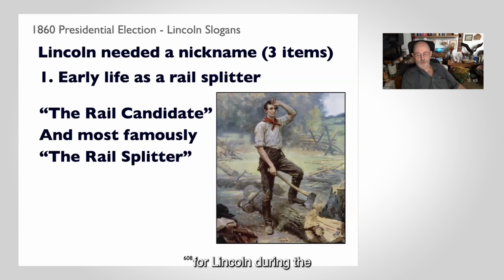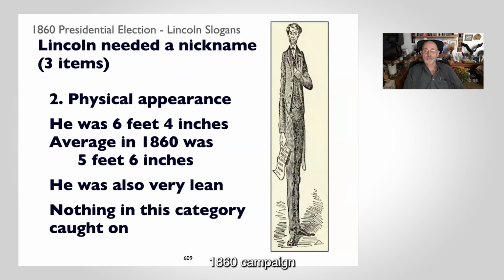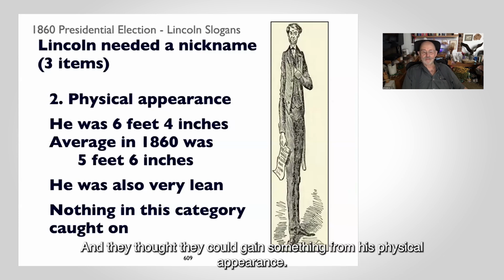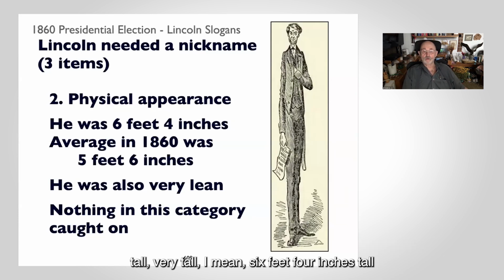Second item was you need a nickname, and they thought they could gain something from his physical appearance. Tall, very tall, I mean 6 feet 4 inches. The average height in 1860 of males was 5'6". This would be like a guy 7 feet tall today.